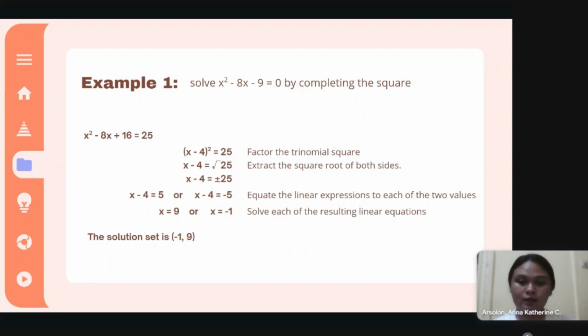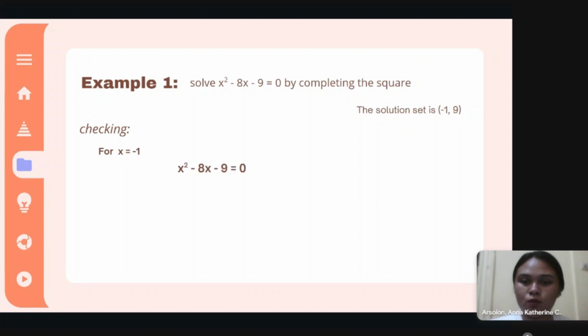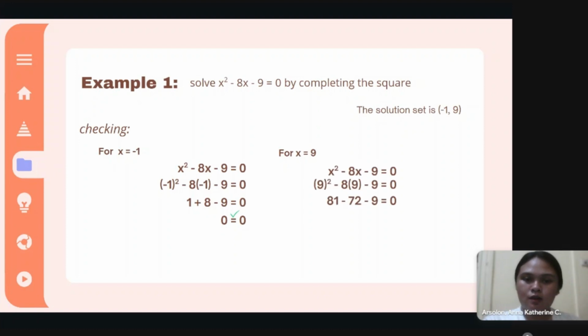Now the solution we will get is negative 1 and positive 9. So let's do the checking. Let's see if negative 1 and 9 is correct. For negative 1, we will simply substitute the x there with negative 1. So we will get 0. Since we got 0, that is correct. Then for positive 9, we substitute, and if we get 0, then that is correct. So negative 1 and 9 is correct.